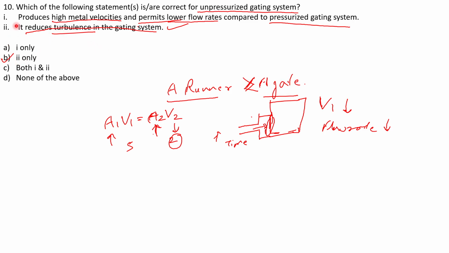So the answer will be second only, because it will not produce high metal velocity and permit lower flow rates compared to pressurized gating system. That statement is incorrect. It reduces turbulence in the gating system because there will be no pressure on the mold wall, so it will reduce the turbulence in the gating system. So answer will be second only.